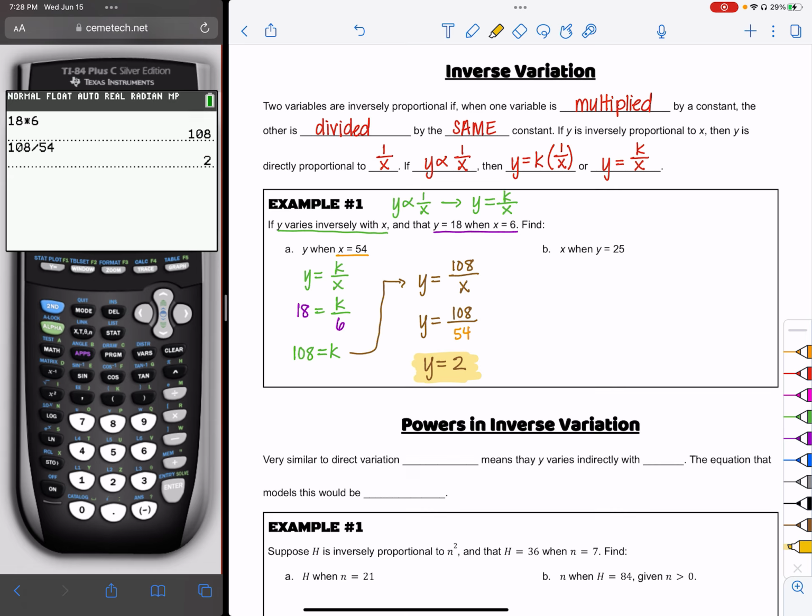Now for part B, they want us to find the value of x when y is equal to 25. So remember, our k value is 108. So I'm still going to be dealing with the same equation here. Because I know that y is equal to 108 divided by x, if I say that y is 25, I'm going to substitute in 25 for y. So that's going to be 25 is equal to 108 divided by x.